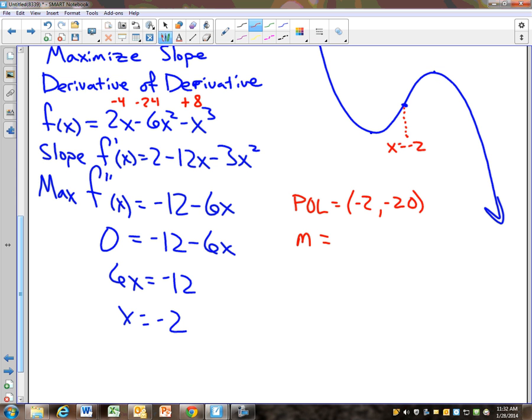Now, how do I find the slope? First derivative. Exactly. The first derivative tells us the slope. So I plug in -2 to the first derivative. So notice you're having to plug it in a couple different places here. So if you plug in -2, you get 2 plus 24 minus 12. 14?